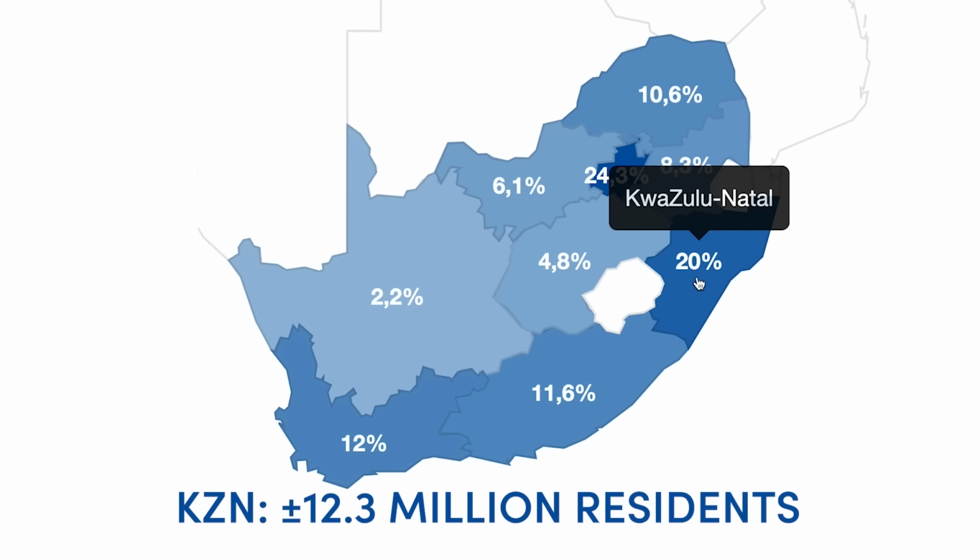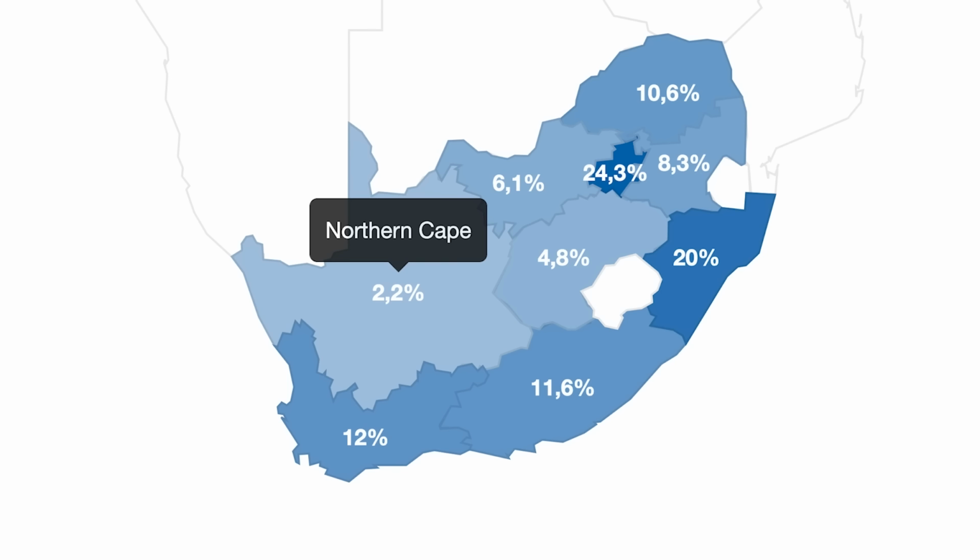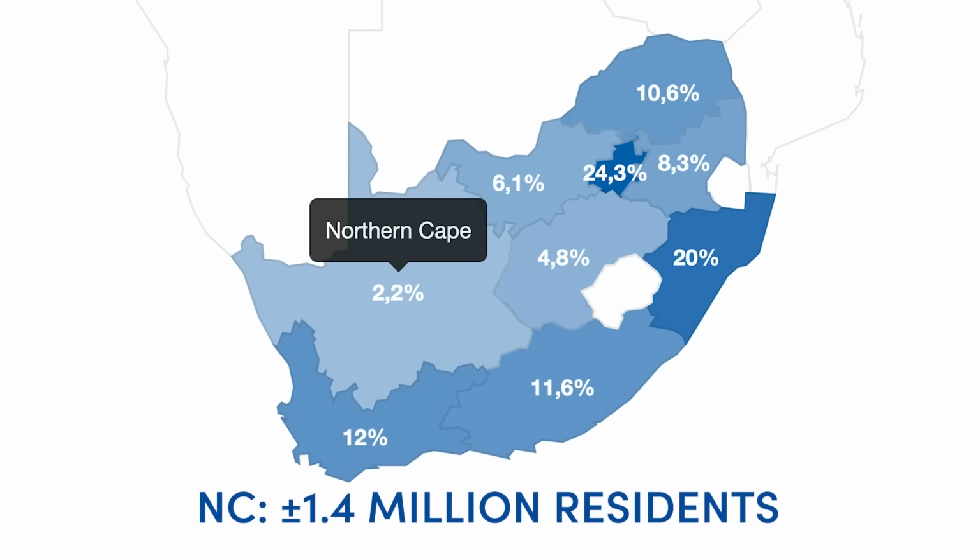Provincially, Gauteng remains the most populous province with nearly 16 million residents. KwaZulu-Natal follows with a population of 12.3 million people. Together, these two provinces account for about 45% of South Africa's total population. In contrast, the Northern Cape is the least populated province, housing just under 1.4 million people.